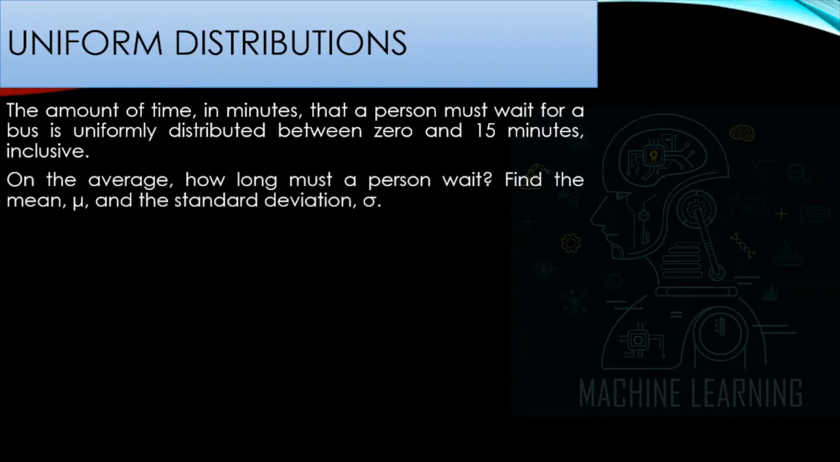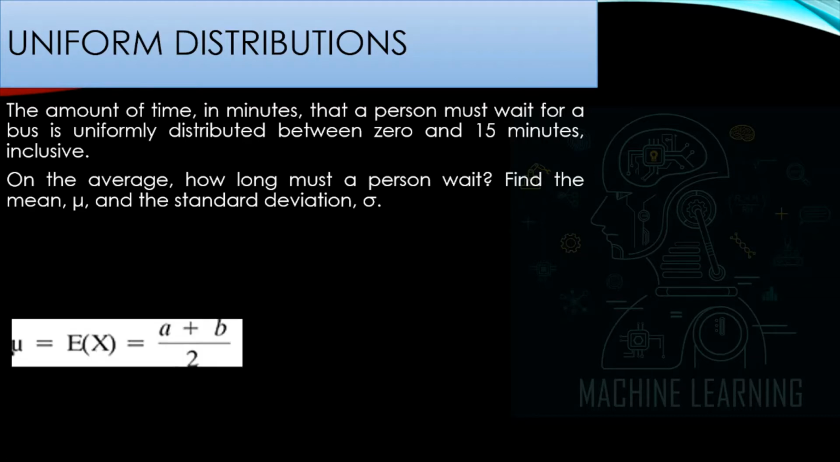Let's take a look at another question. On the average, how long must a person wait? So you have to find the average, which is the mean, and it is denoted as mu. And you also have to find the standard deviation. So let's take a look at the formula.